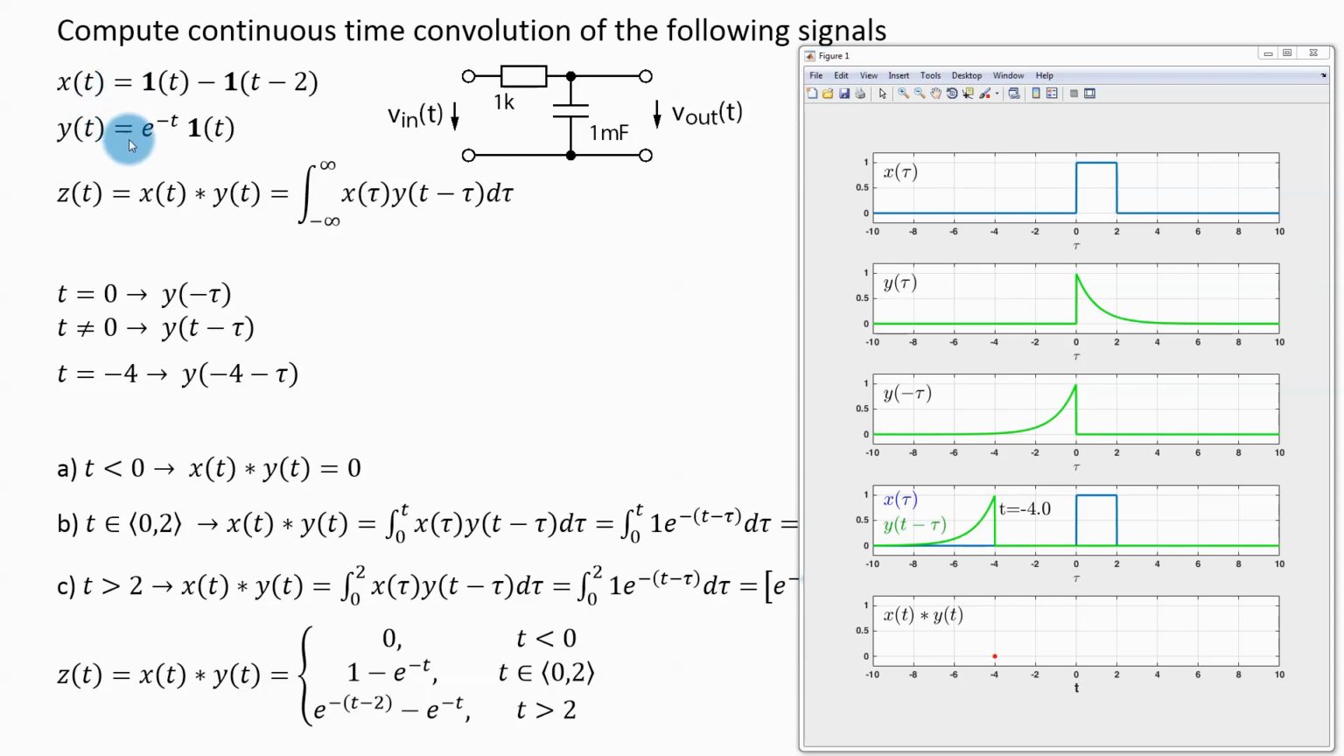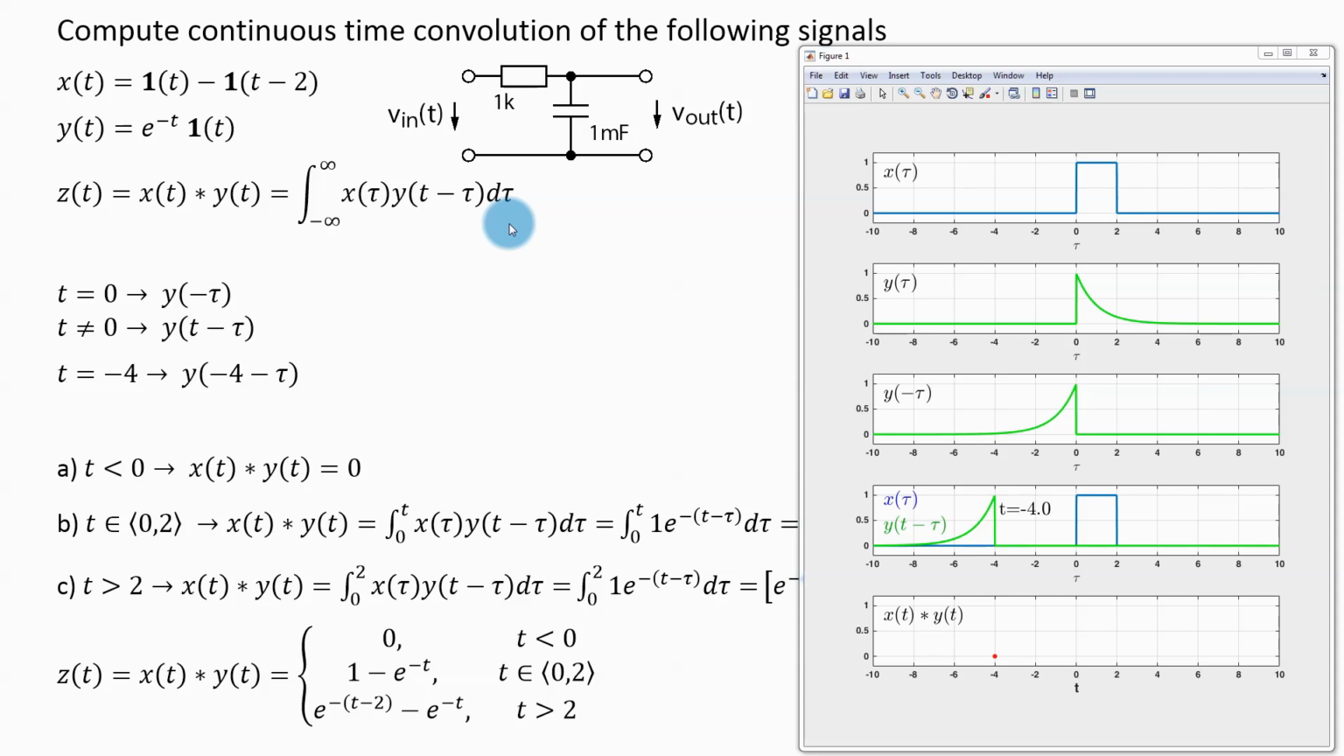Well, turns out that this function is actually the impulse response of this circuit. So if this is the input signal, the input voltage of this circuit, you can find out what the output voltage is, what the output signal is, by computing the convolution between the input signal and the impulse response. So how do we compute that convolution? Well, this is the definition integral, and all we need to do is just evaluate that integral.